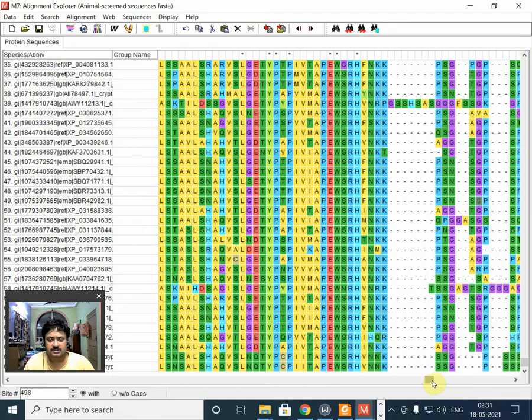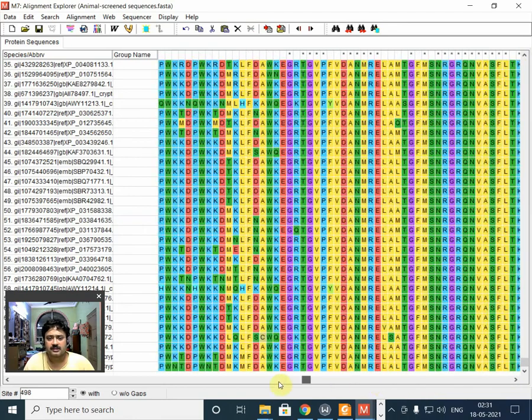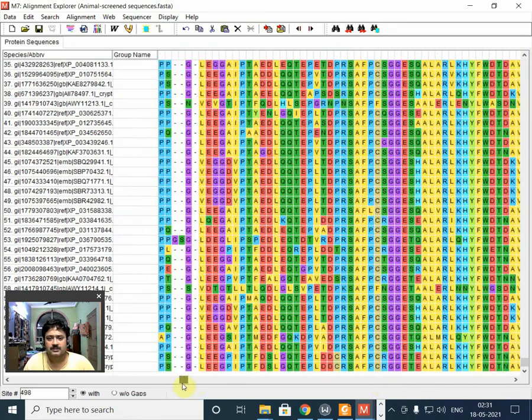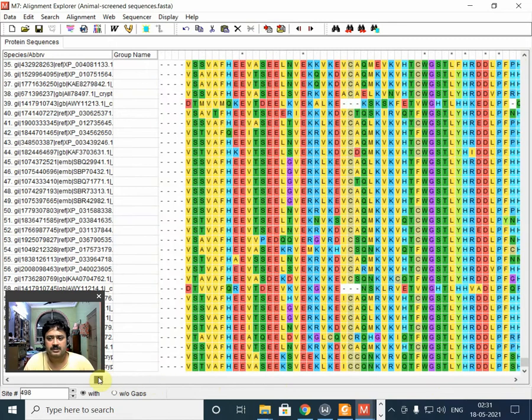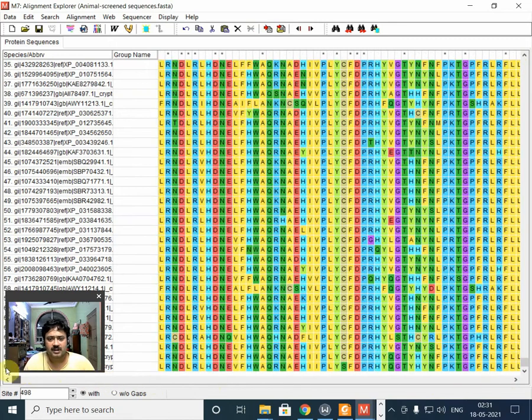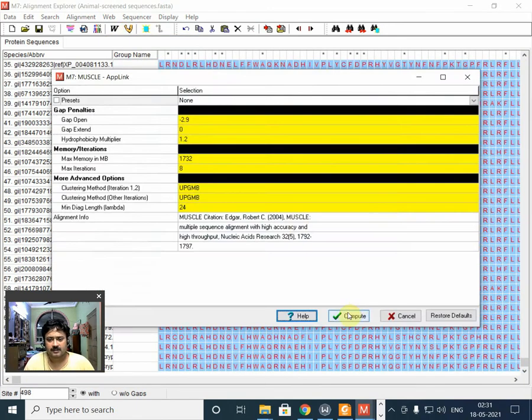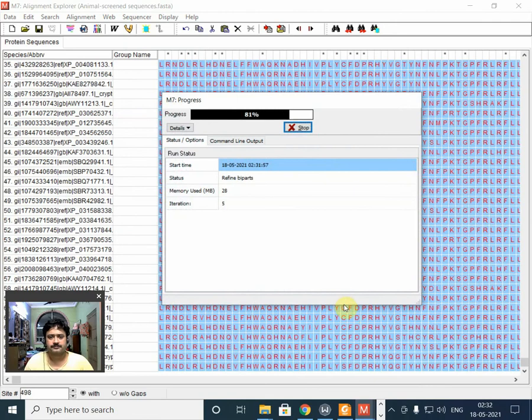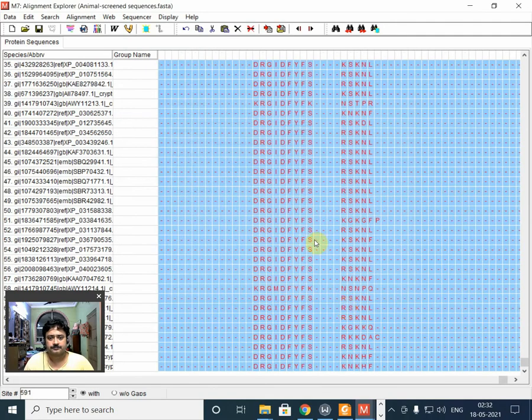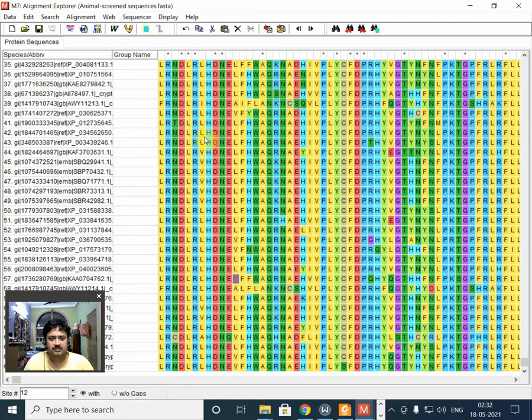So let's get back here. For now the data looks kind of clean. So we will just go for this alignment again. Compute. Okay, so this alignment is being done. So this is starting from here.